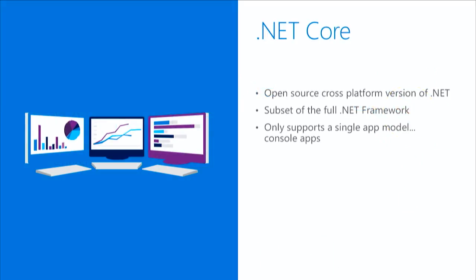So to start, let's give a quick overview of what .NET Core is. .NET Core is an open source, cross-platform version of .NET. It's supported on Windows, Mac OS, and Linux. It's a subset of the full .NET framework. So application models like WinForms, WPF, and ASP.NET Web Forms are not part of .NET Core.